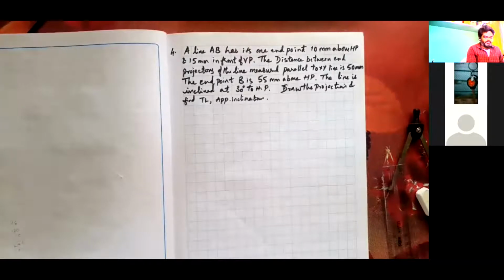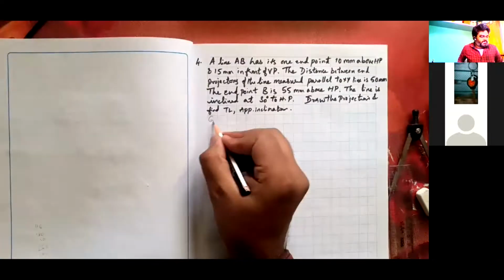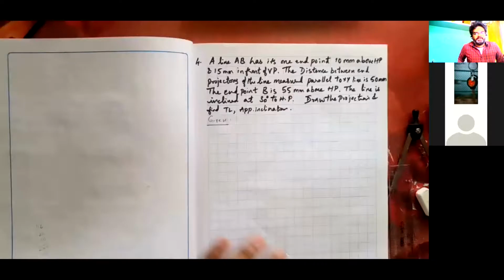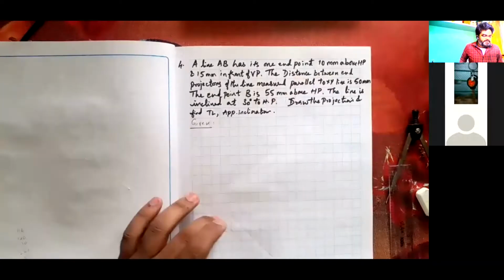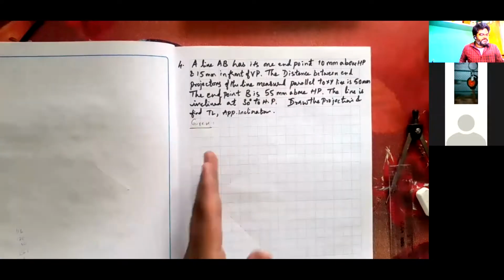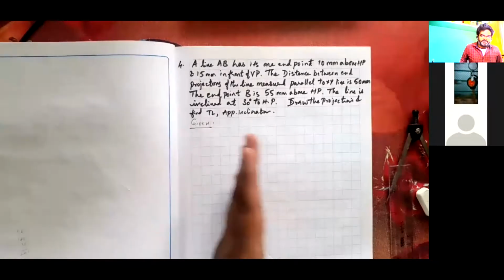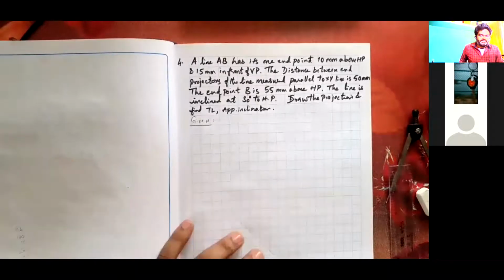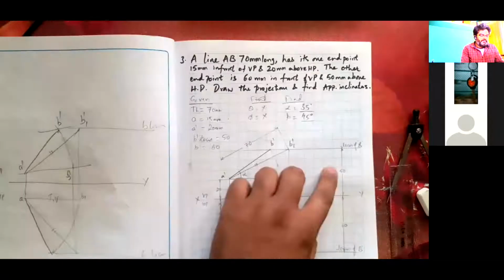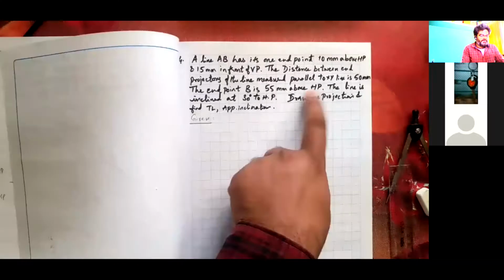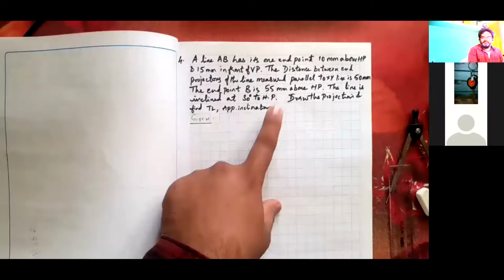So before starting the problem, I'll write what the given things are. Let me repeat the problem. A line AB has one of its end points 10 mm above HP and 15 mm in front of VP. The distance between end projectors, measured parallel to XY line, is 50 mm. That is the distance between end projectors, as we found out in the previous case. And the endpoint B distance is given. In the previous problem, the endpoint B distance above HP was given. Here also 55 mm above HP is given, but in front of VP is not given. The line is inclined at 30° to HP. Only one true inclination is given. So let us see how to solve the problem.